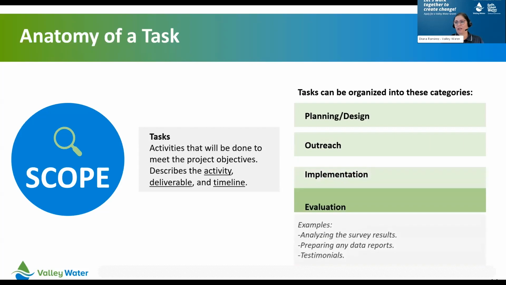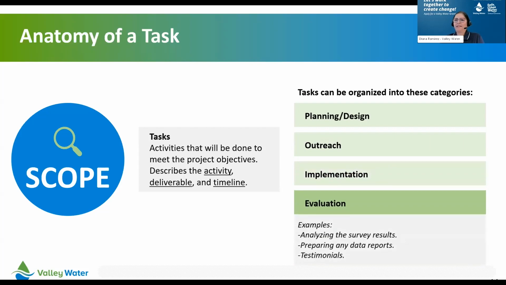Lastly, we have our evaluation bucket. This is where tasks are focused on assessing the effectiveness and impact of your project once it's complete. It can include collecting and analyzing data gathered from surveys, preparing written reports or presentations, and collecting testimonials and conducting interviews with participants or stakeholders. Back to our community garden example, tasks could include water usage or surveys assessing feedback from the community the garden serves.